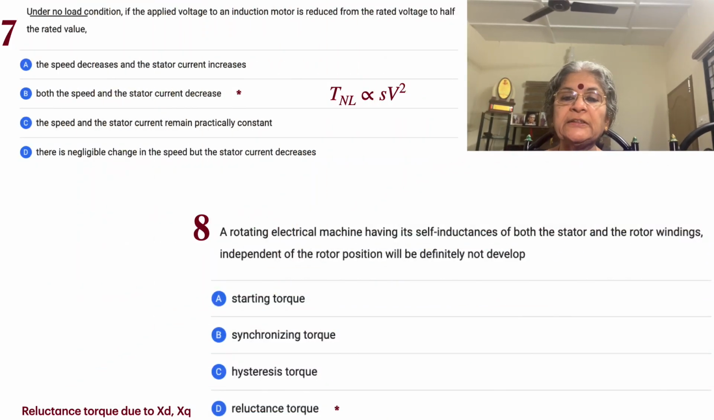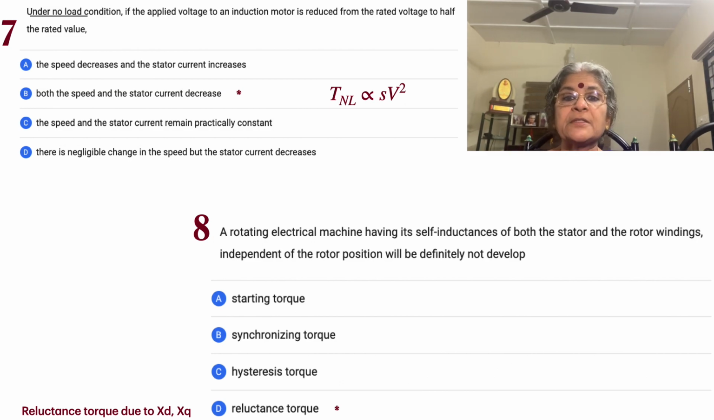Under no load conditions, if the applied voltage to the induction motor is reduced from the rated voltage to half the rated value. So this is dangerous, because when the voltage comes down, the machine does not perform appropriately. Even in our homes, we can see that in a single phase induction motor, when the voltage comes down, the speed reduces. It's not actually crawling, but it starts to go very slow.